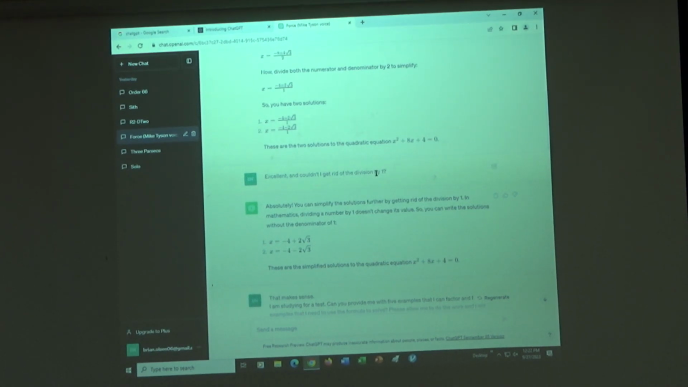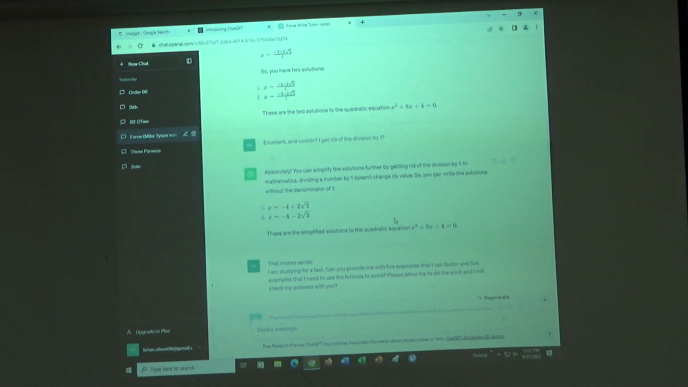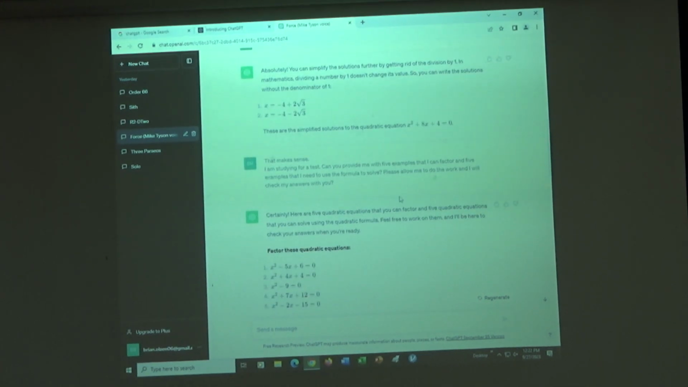So I just asked it, you can get rid of the 1 because it's just division by 1, and it says, of course. So if you ever have a question for it, just ask it, like, why did you leave that over 1? Sometimes it does, sometimes it doesn't. Just ask it why, and it will explain.